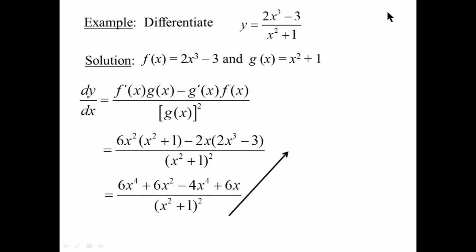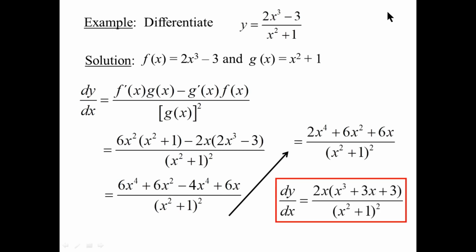Multiplying it out, collecting like terms again, and we have our simplified dy by dx. You may or may not choose to common factor out the 2x. This expression is also good.